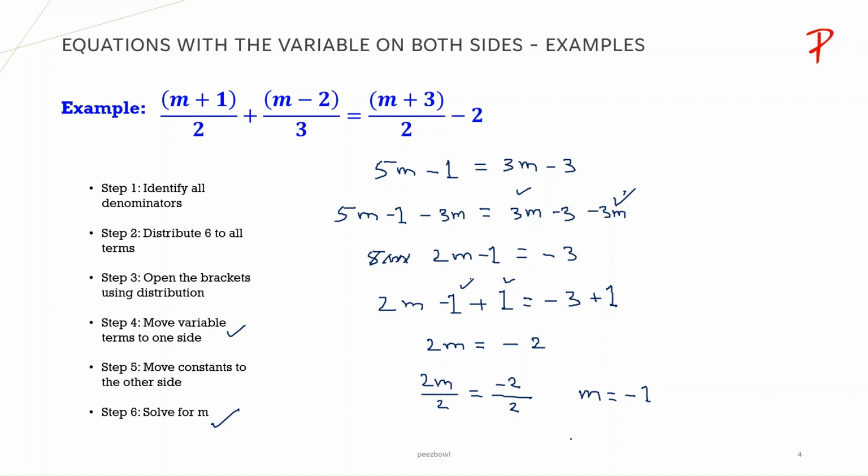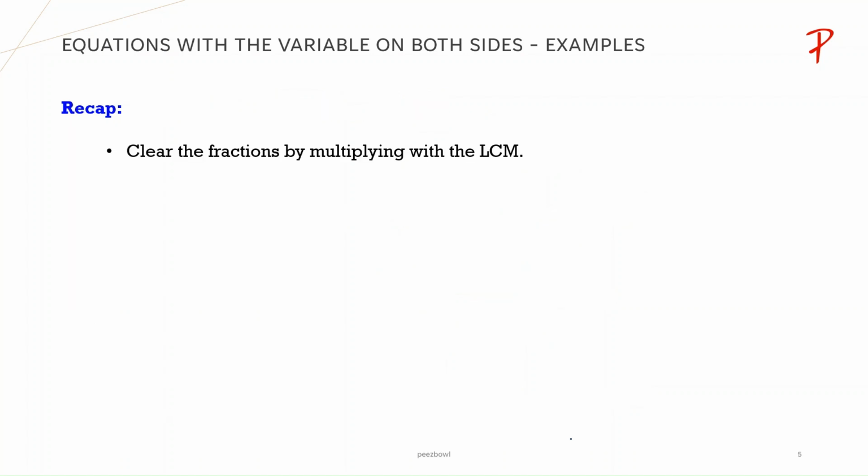Okay, so let us recap what we have seen in this video. We first cleared the fractions by multiplying with the LCM, right? After that, we simplified the left hand side and right hand side by using the distributive property and combined like terms. Then we solved for m by isolating the variable, right? And this way we got the final answer as m is equal to minus 1, right?